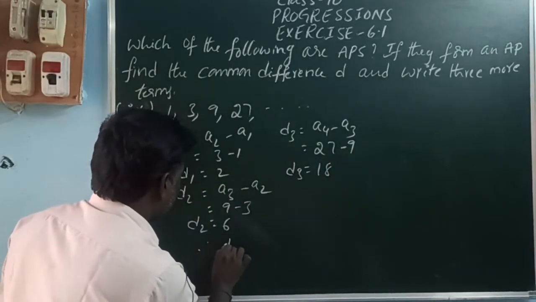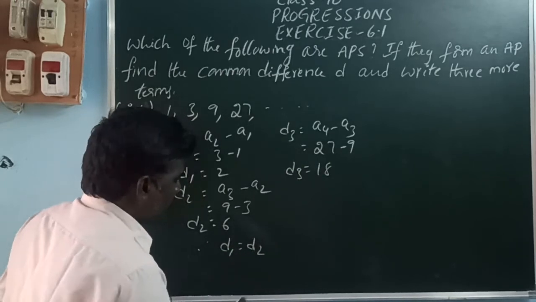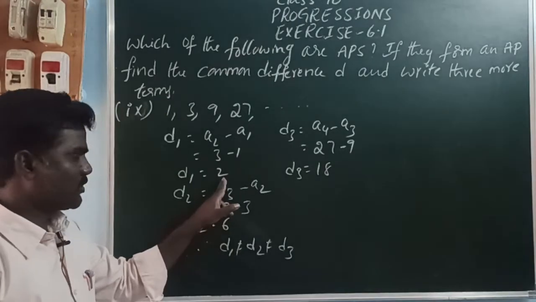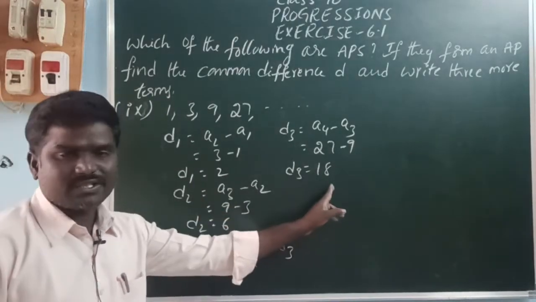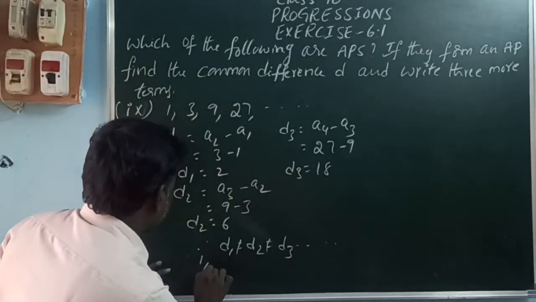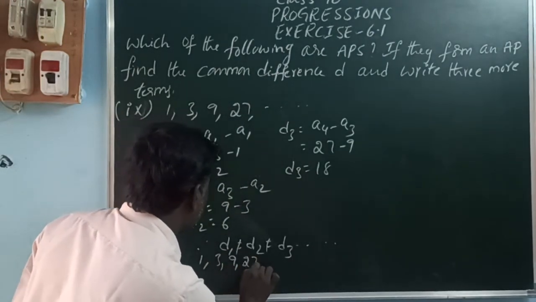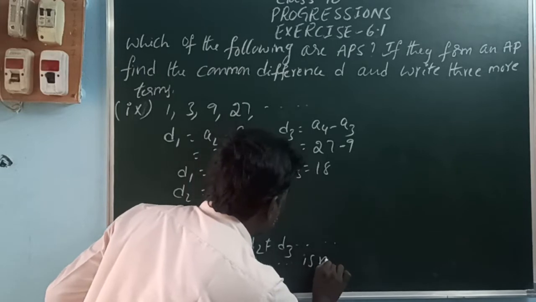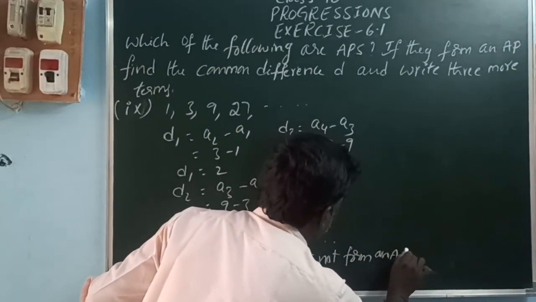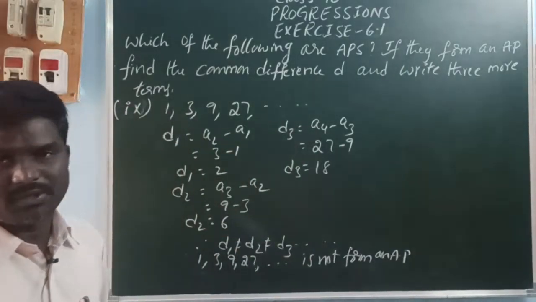So here the common differences are different. d1 is not equal to d2, and d3 is not equal either. Here the difference is 2, here the difference is 6, here the difference is 18. So it is not an AP. 1, 3, 9, 27 does not form an AP.